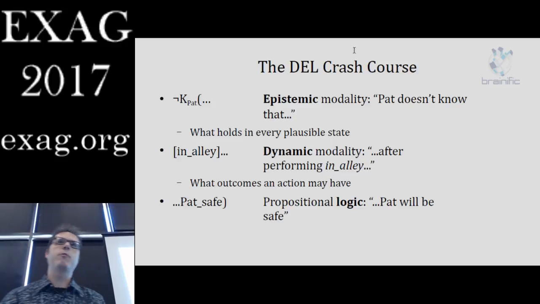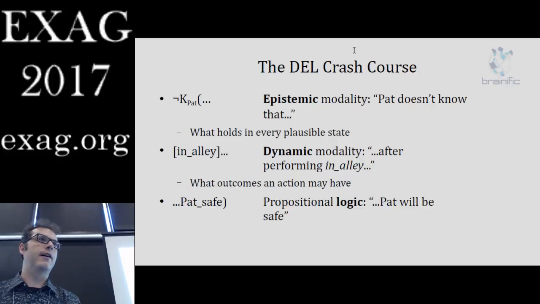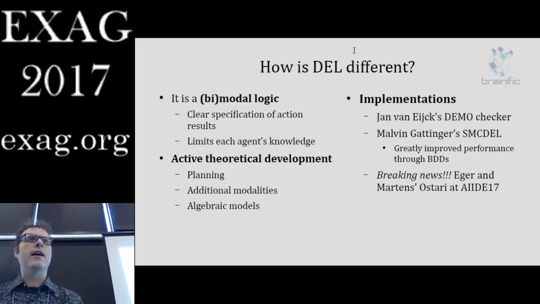So we have a logic in which we have an epistemic modality that defines what we know or don't know about the current state, about the range of all plausible states that we are considering. We have a dynamic modality which expresses which things are true or false after an action has taken place, given some preconditions, and then we have some base propositional or first-order logic about the facts themselves. How is DEL different, or what are the features that could be used in game design?